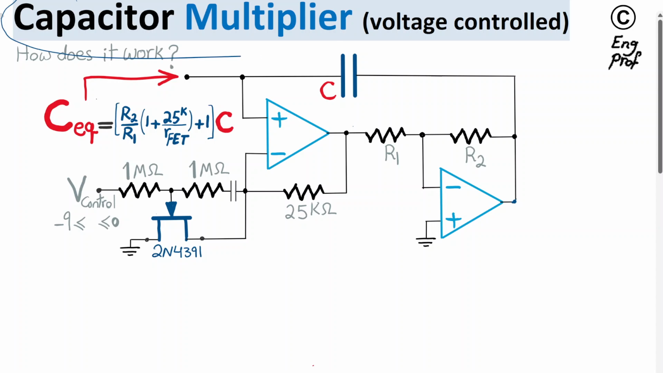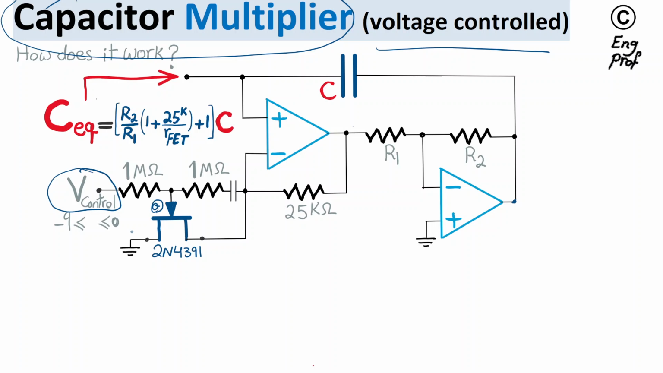A capacitor multiplier circuit is shown here that is voltage controlled via Vcontrol, which is applied at this point to control the voltage between the gate and source of this JFET, a Junction Field Effect Transistor, N-channel. We want to show that this circuit works as a capacitor multiplier, in which when we look into this terminal and between that terminal and ground, and measure the input impedance or Z equivalent, it feels as if there is an equivalent cap.